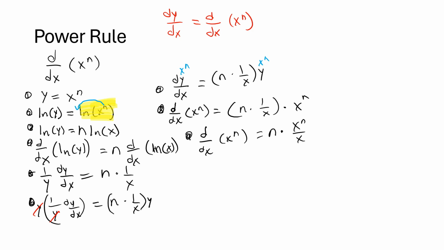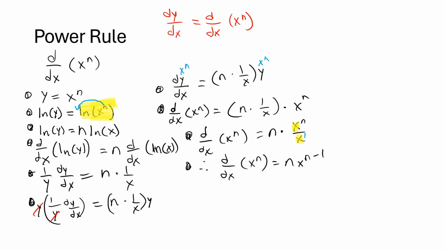We have the same base of x, and this is x to the first. So we can do the subtraction, right, using properties of exponents. So then therefore the derivative with respect to x of x to the n is n x to the n minus 1. So this is the proof of the power rule using logarithmic differentiation.